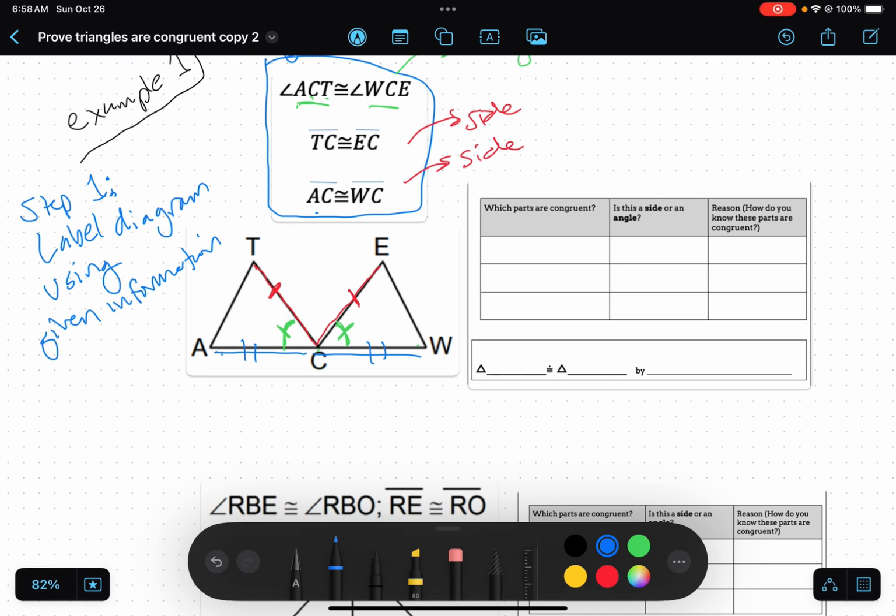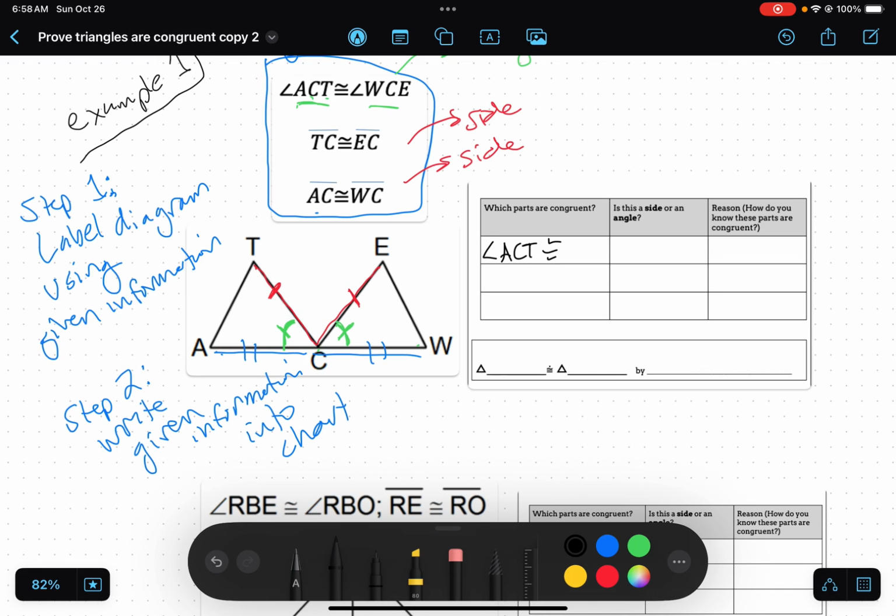Step 1 is label it with the given information. Step 2, write the given information into the chart. For this one it's easy because they just told me the information, so I'm just going to copy it down. ACT is congruent to WCE. Is it a side or an angle? That is an angle. How do I know? I know because that information was given to me.